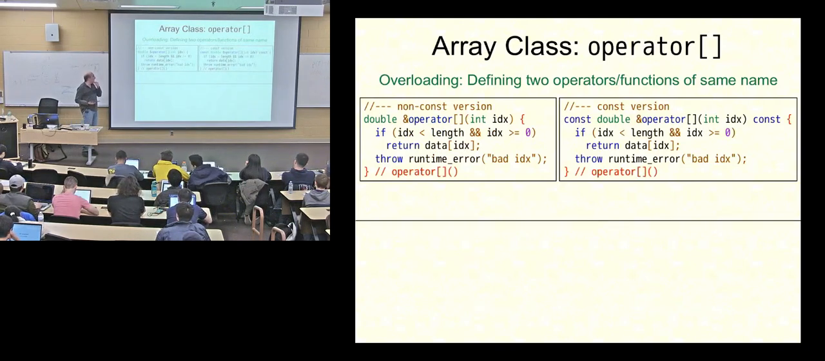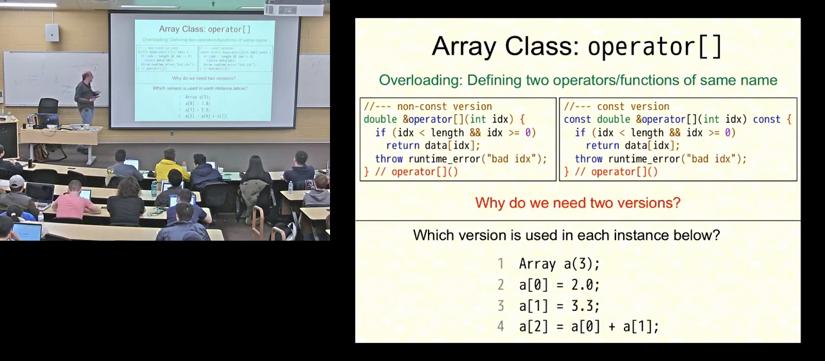Now, suppose I wanted to make my array class support square brackets. I'd like to be able to write code like this. I want to be able to say things like array sub 0 equals 2.0. I want to be able to treat an array object as if it was an array and supports a square brackets operator. So that's what I do, is I implement operator square brackets.